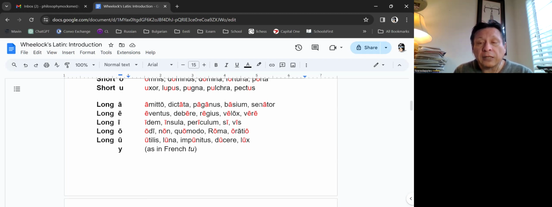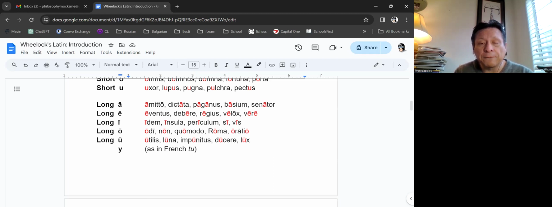Periculum. Periculum means danger. In Spanish, danger is peligro. If you know a Romance language, you're going to notice that you recognize a lot of Latin. When I studied Latin, I had a head start, an advantage over my friends who didn't know any Romance languages.